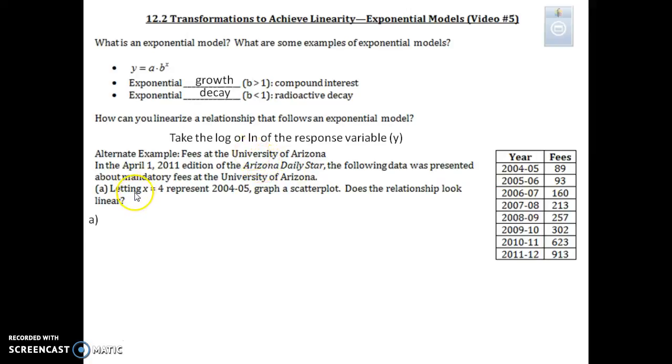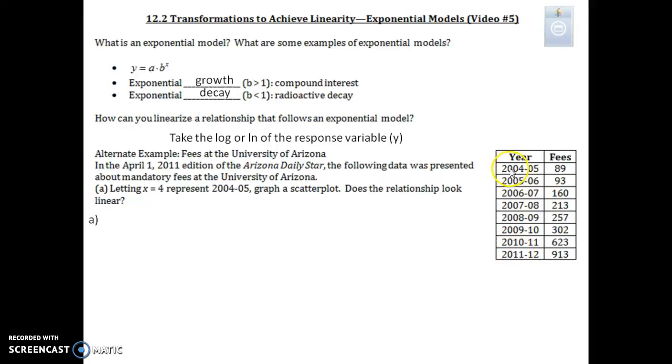And we are going to start by saying that X is going to represent the number of years since 2000. So 2004 will be an X of 4. You don't have to do it this way. You can actually input 2004, 2005, 2006. It will give you a different model, but it will give you the same predictions.